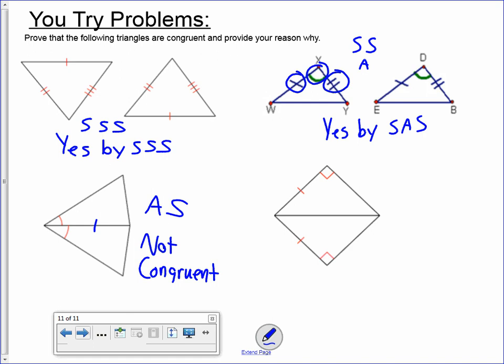And then the last one, I notice right away that we have a shared reflexive side. I also notice that we're dealing with 2 right triangles, so that's a good indication that we might be dealing with hypotenuse leg, or HL here. So let's take a look. The shared reflexive side is actually the hypotenuse for both triangles. Since it's a reflexive side, it's congruent. And when they also have a leg in common, your answer here should have been yes. These are congruent by HL, hypotenuse leg.